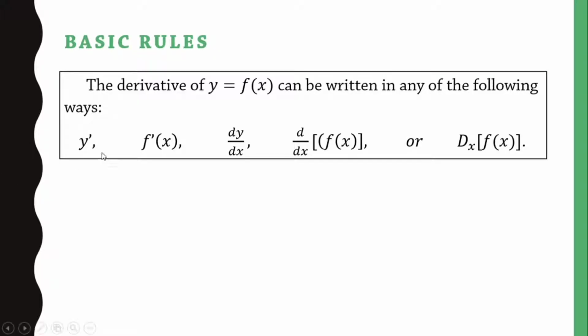So take note that the derivative of y equals f of x can be written in any of the following ways. So you could have y prime, f prime of x, dy over dx, d over dx of f of x, or derivative of f of x in terms of x. You could all use these symbols and they all mean the derivative. In our case, we will be using the first three symbols for the derivative. So you will encounter this often in our lesson.